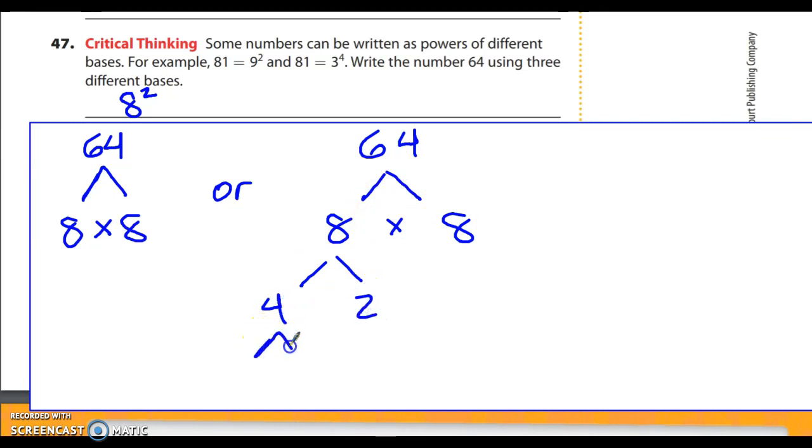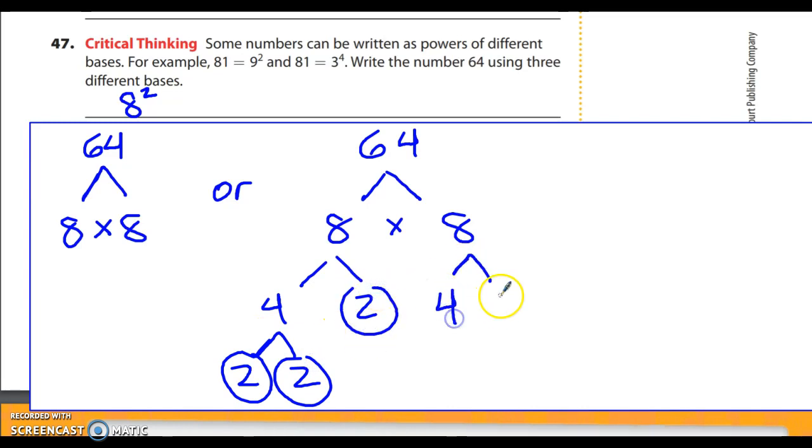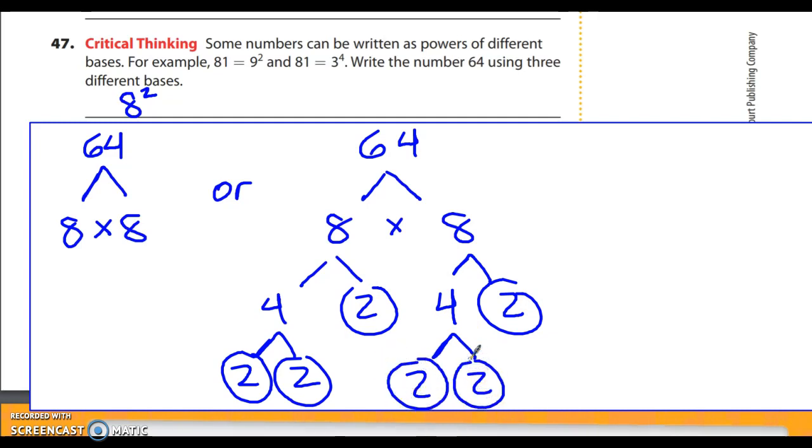4 times 2, and 2 times 2. So this right here, 4 times 2, could break down into 2 times 2. So I'd have 2 times 2 is 4, times 2 is 8. 2 times 2 is 4, times 2 is 8. How many 2's do I have? I have 1, 2, 3, 4, 5, 6. It's 2 to the 6th power.